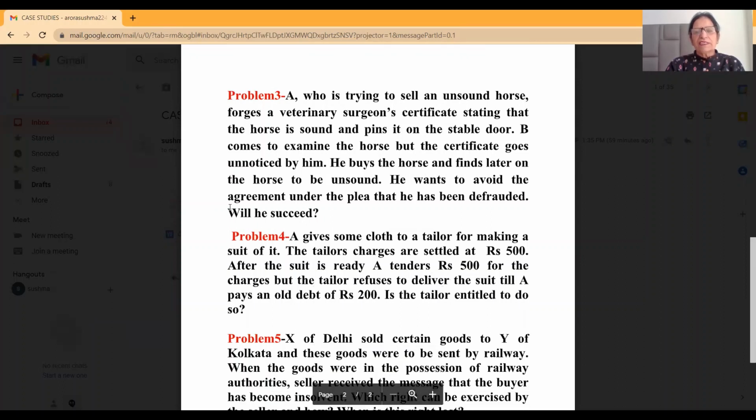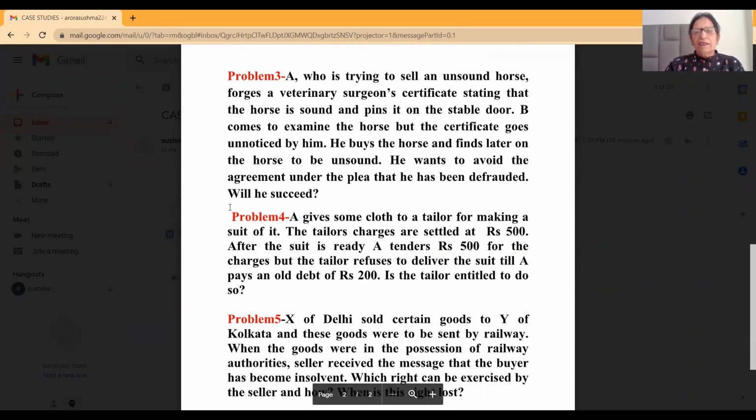Okay, now the next problem is problem number 4. A gives some cloth to a tailor for making a suit of it. The tailor's charges are settled at rupees 500. After the suit is ready, A tenders rupees 500 for the charges, but the tailor refuses to deliver the suit till A pays an old debt of 200 rupees. Is the tailor entitled to do so?